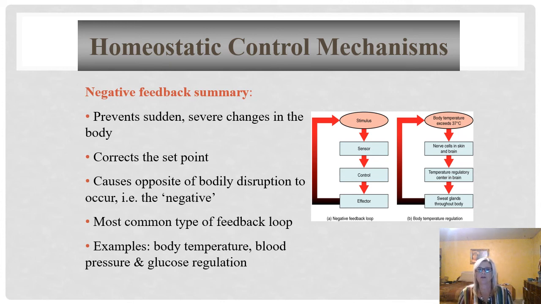And this is going to cause the opposite of disruptions to your body. So the negative, that's kind of where the negative portion comes from. And again, this is the most important type of feedback loop. We discussed body temperature regulation as one. Blood pressure regulation and glucose regulation are also other examples of negative feedback.